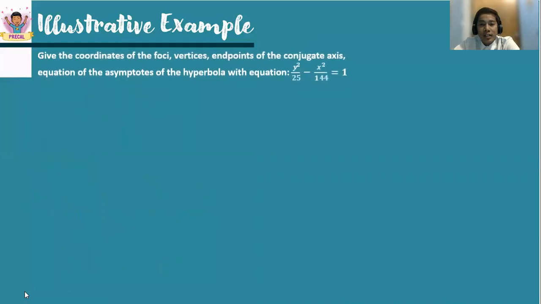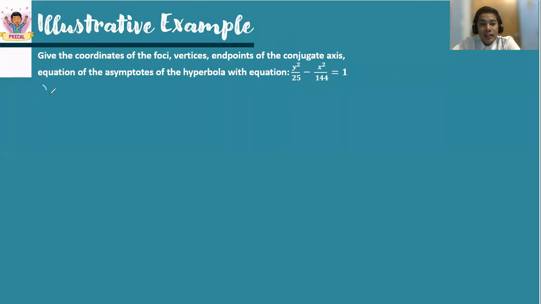Let's have another example. Give the coordinates of the foci, the vertices, and the endpoints of the conjugate axis, and the equation of the asymptotes of the hyperbola with equation y squared over 25 minus x squared over 144 is equal to 1. Notice that in the given example, the x part is negative. Therefore, what type of hyperbola do we have?